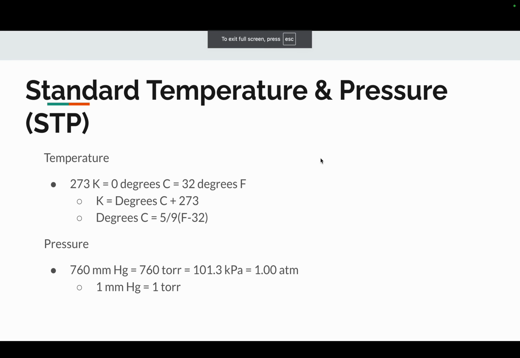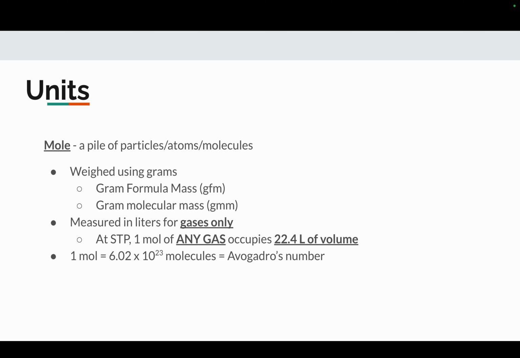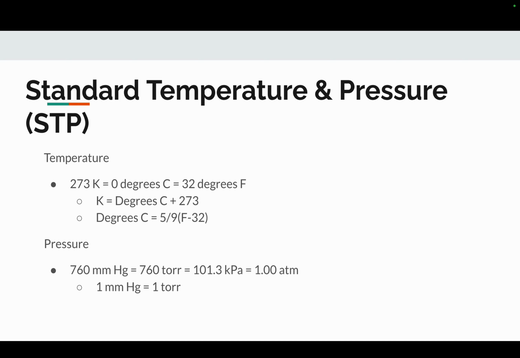Now, standard temperature and pressure. This is what I mentioned before about the 1 mole of any gas occupying 22.4 liters of volume. This is a set of conditions that scientists use in their experiments sometimes, but mainly you'll only see it in calculations, not really in real life experiments too often. Now, the standard temperature that is being referred to is 273 Kelvin, 0 degrees Celsius, and 32 degrees Fahrenheit. All of these, 273 Kelvin, 0 degrees Celsius, 32 degrees Fahrenheit, equate to the same temperature.